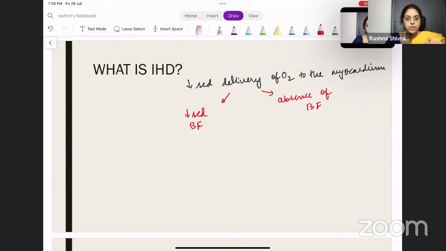It can happen either because there is decreased blood flow or there is complete absence of blood flow. Okay, do you get it? So when does this most commonly happen? In what condition? When there is atherosclerotic heart disease, the most common reason is atherosclerotic heart disease.